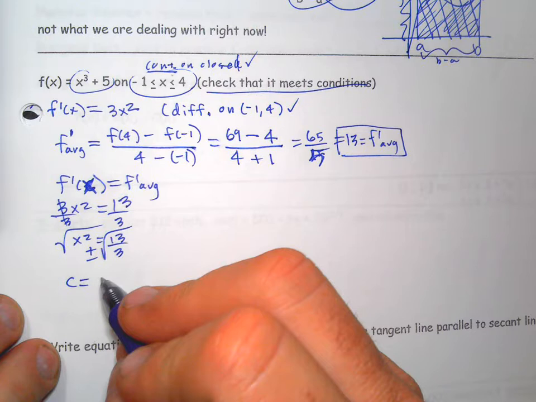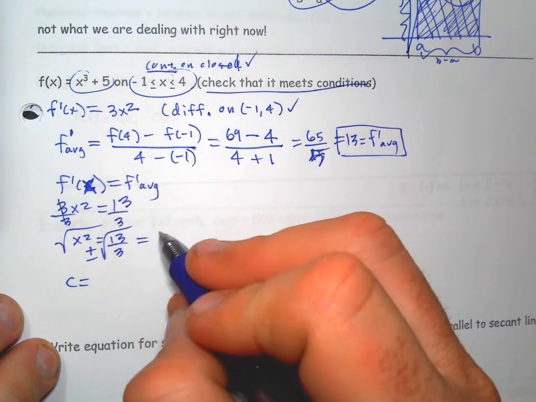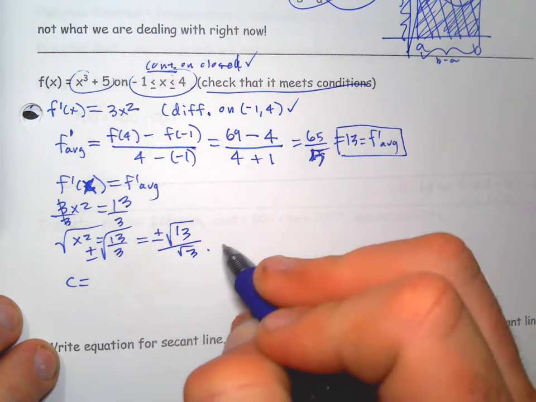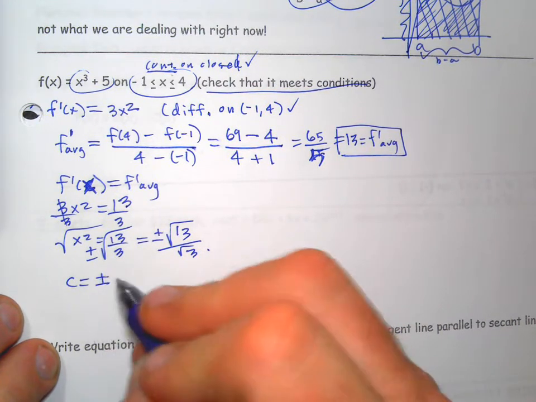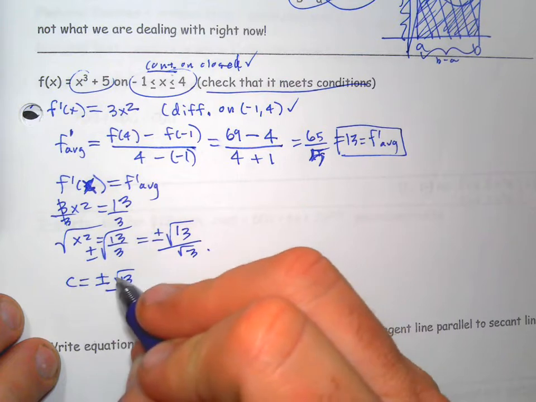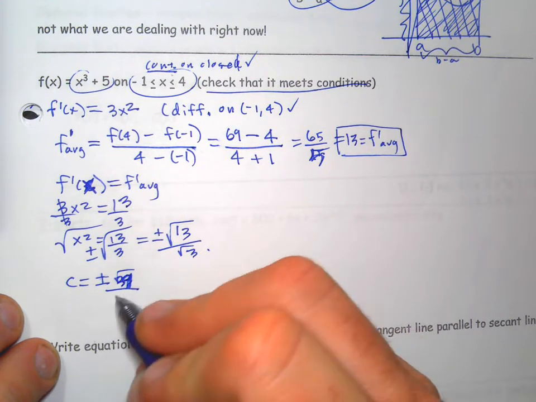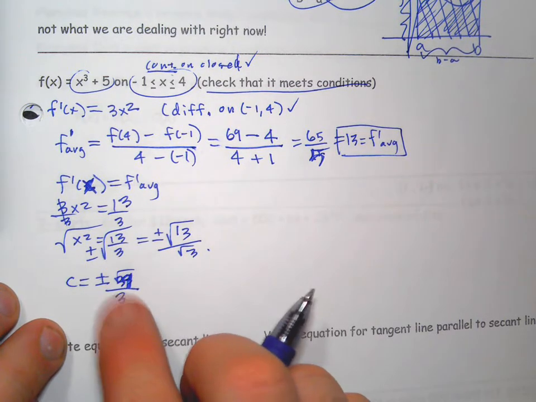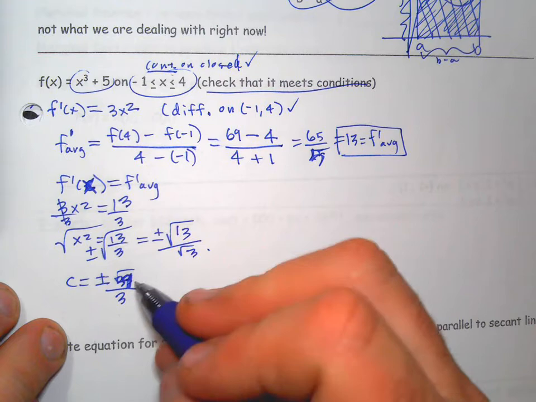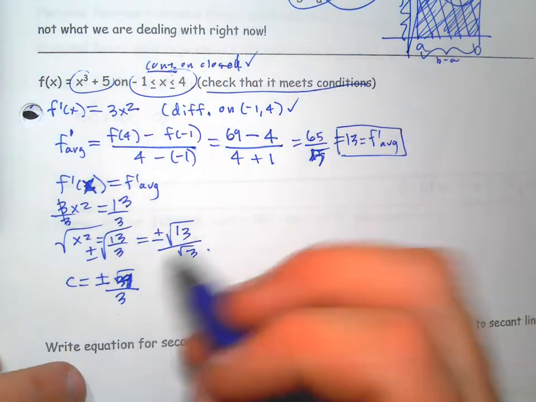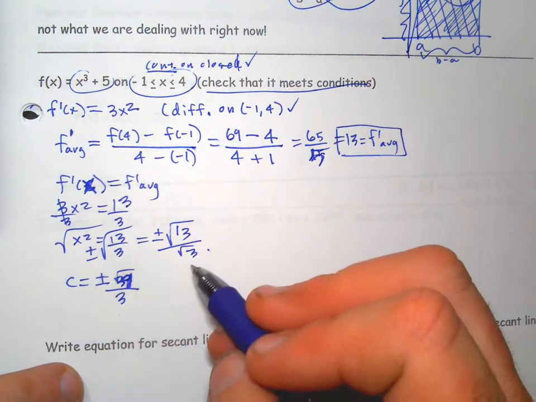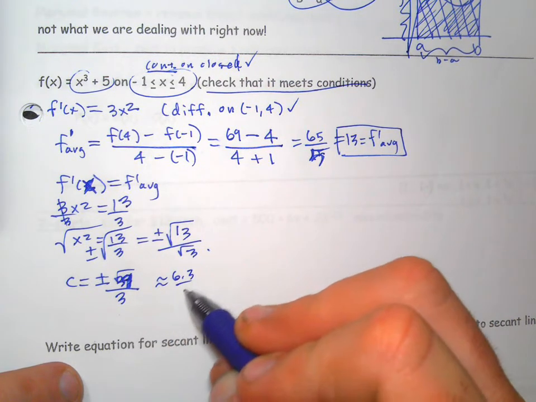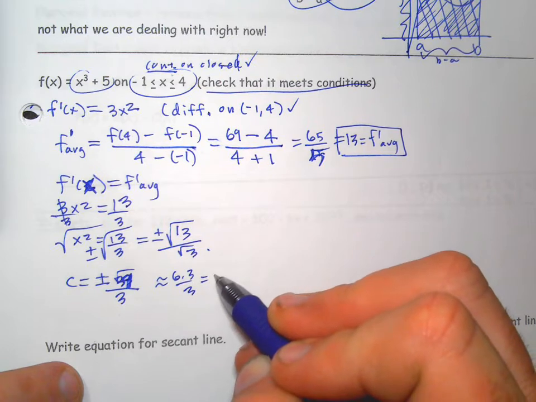So we could simplify this to plus or minus the square root of 13 over the square root of 3. Then you could rationalize the denominator. Multiply top and bottom by square root of 3. But for your final answer, we have to make sure that whatever answers we pick are between the endpoints. Now, square root of 39 is about 6. It's between 36 and 49. So it's probably like 6.3 over 3 is 2.1.